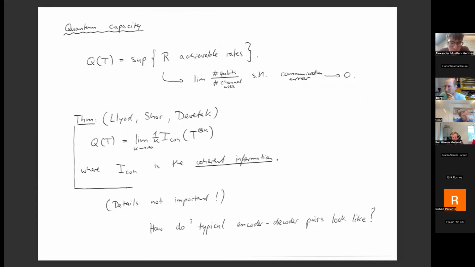So in particular, what we know is, if we just take the proof of this formula, then we can get a guess of maybe how some encoder and decoder pairs could look like, this kind of particular operations that Alice and Bob could do.